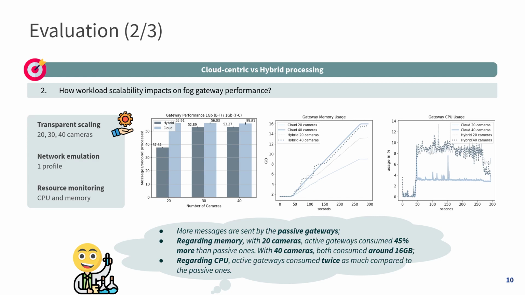some messages. Then, regarding memory usage, with 20 cameras, active gateways consumed 45% more than the passive ones, and with 40 cameras, both consumed around 16 GB. Lastly, regarding CPU usage, active gateways consumed twice as much compared to the passive ones, since the active gateways do some image processing on fog devices.